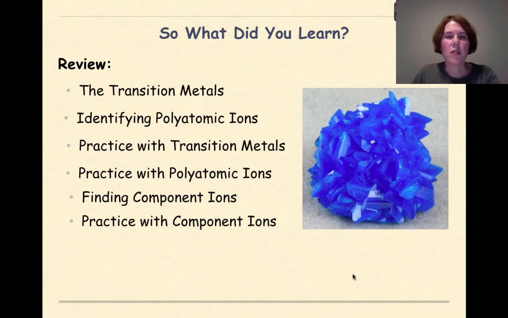So what did we learn in this tutorial? Well, we went over again what a transition metal was and where it's located. We looked at the polyatomic ions on table E. We did a little bit of practice with writing formulas with transition metals in them. We did some practice with the polyatomic ions. We talked about how to find a component ion, and then we did a little practice with the component ions at the end.